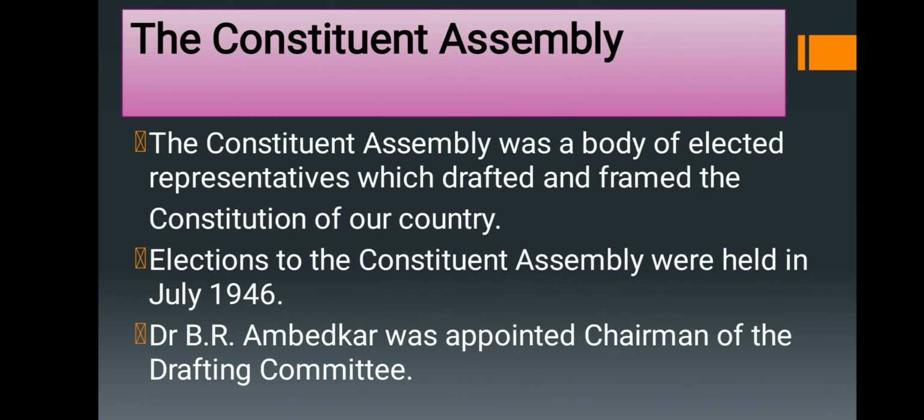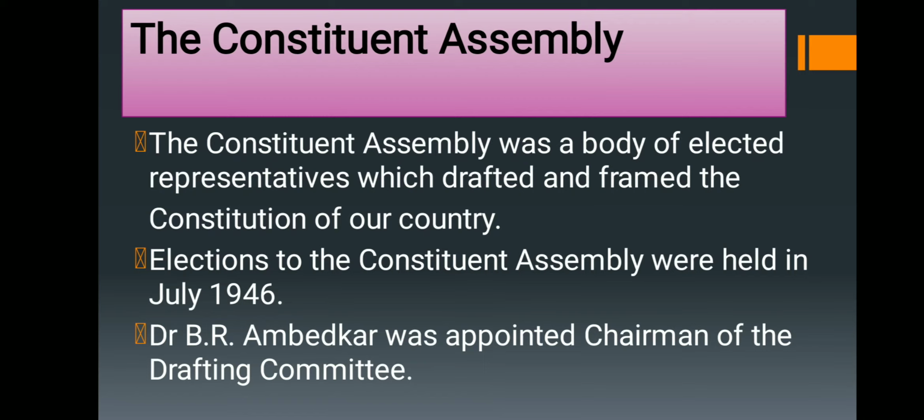The Constituent Assembly. Now, what was the Constituent Assembly? The Constituent Assembly was a body of elected representatives which drafted and framed the constitution of our country. Here, draft means basic outline. Now, as you know, the drafting of the constitution was done by this assembly of elected representatives. Elections to the Constituent Assembly were held in July 1946 and its first meeting was held in December 1946.